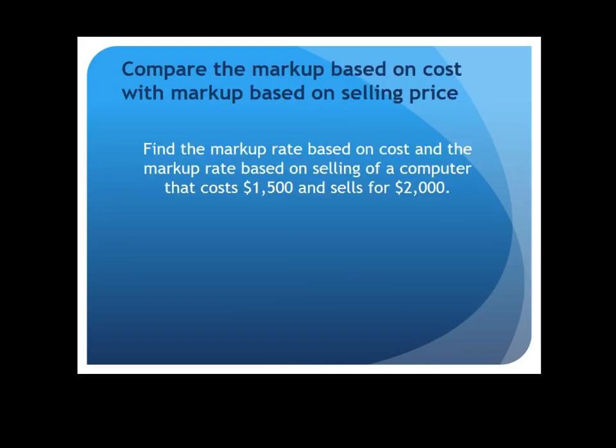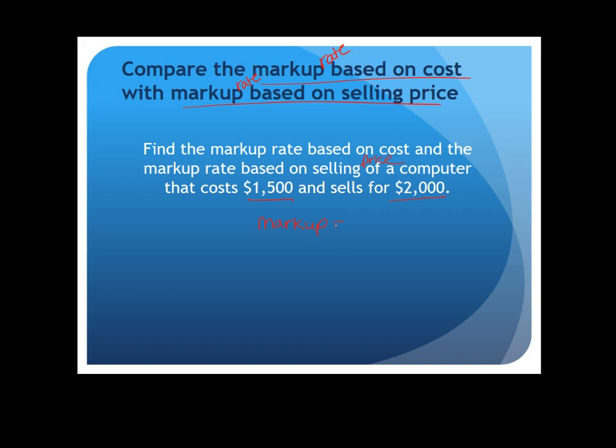Alright, so now compare the markup based on cost with markup based on selling price. So it's very important that you look at what it's based on. So find the markup rate based on cost and the markup rate based on selling price of a computer that costs $1,500 and sells for $2,000. Okay, so regardless of which one you're doing, the first thing you have to find is the markup. And really these should say markup rate based on cost and markup rate based on selling price.